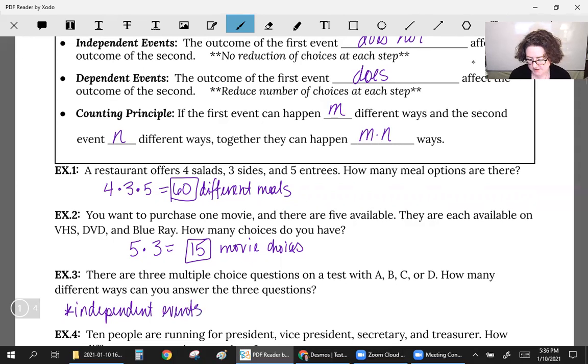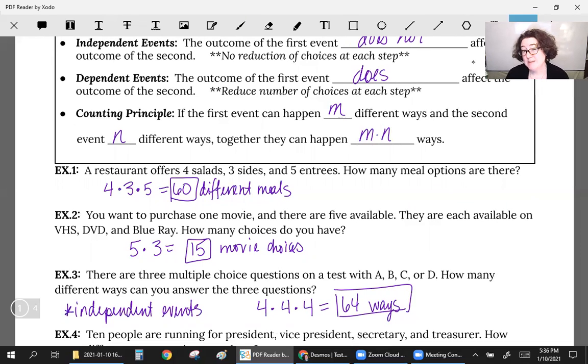Okay. And so our first choice does not detract from our second choice, does not detract from our third choice. So we're just doing 4 times 4 times 4, which comes out to 64 ways you could answer those 3 questions. But our next one is a dependent.